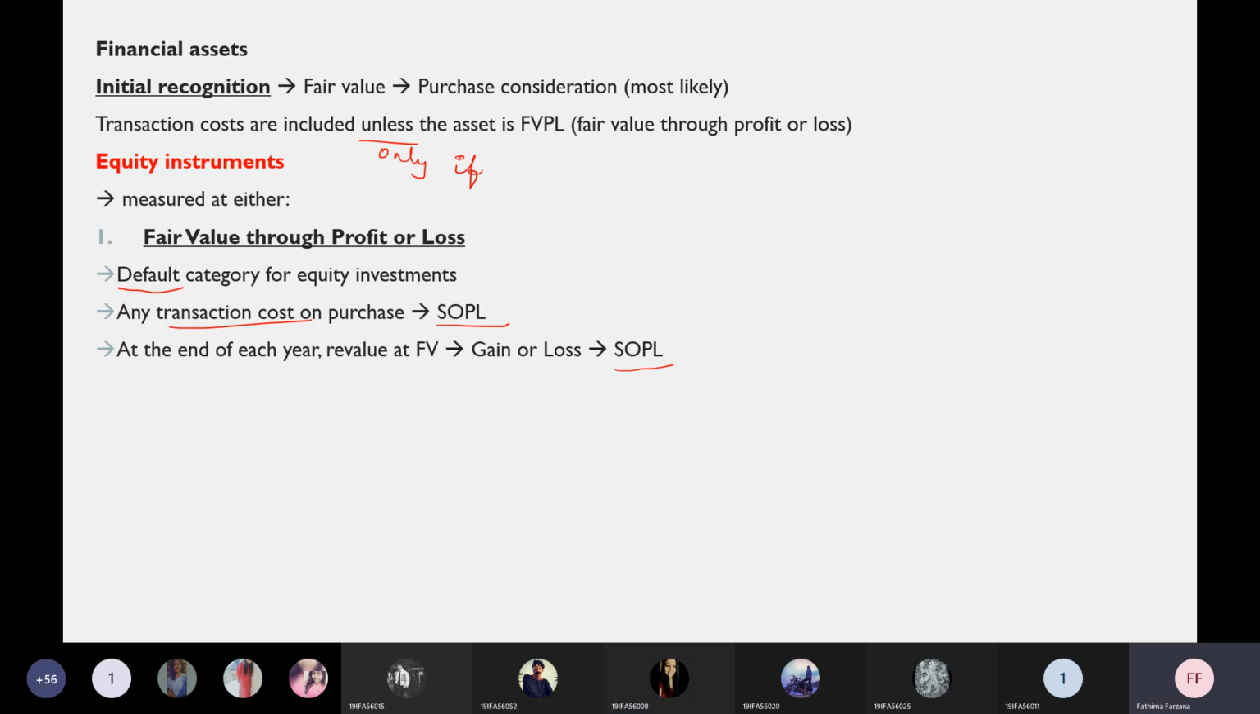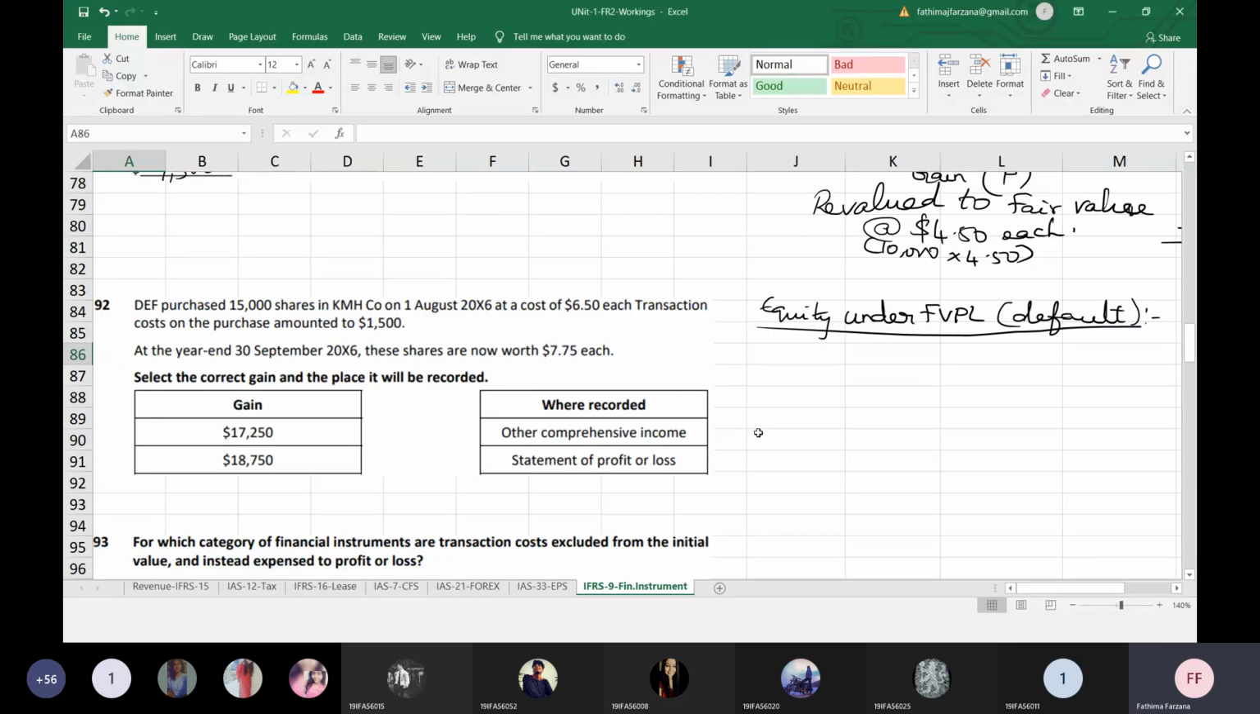And at the year end, the assets will be revalued. And where will we take the revalued gain or loss? SOPL. That is also SOPL. So when we are valuing in FVPL, there is no point in confusing it with OCI. Okay. So let us see now.